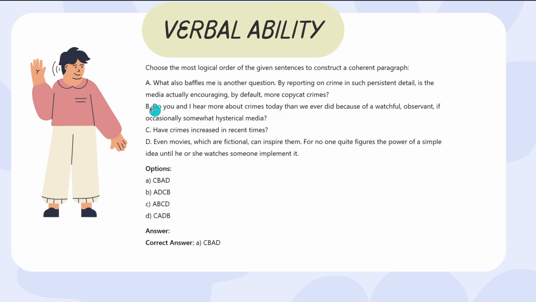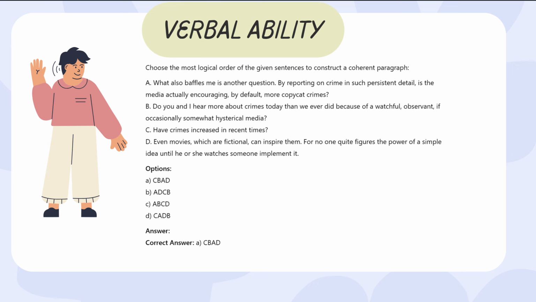Now, again, a question on sentence jumbles to make a coherent paragraph. Have a correct idea on these types of questions also. The correct order is CBAD. Have crimes increased in recent times? Someone is asking, so the answer should be the next line. Do you and I hear more about crimes today than we ever did because of a watchful, observant, if occasionally somewhat hysterical media? See, in all these types of questions, you should be careful while picking the correct jumbled sentence.